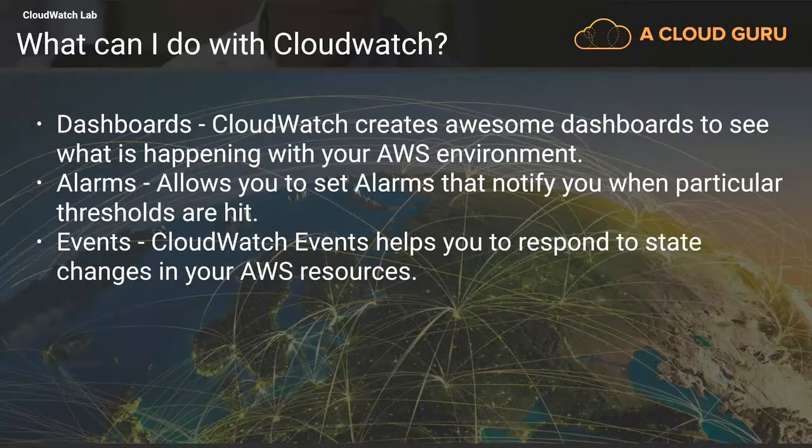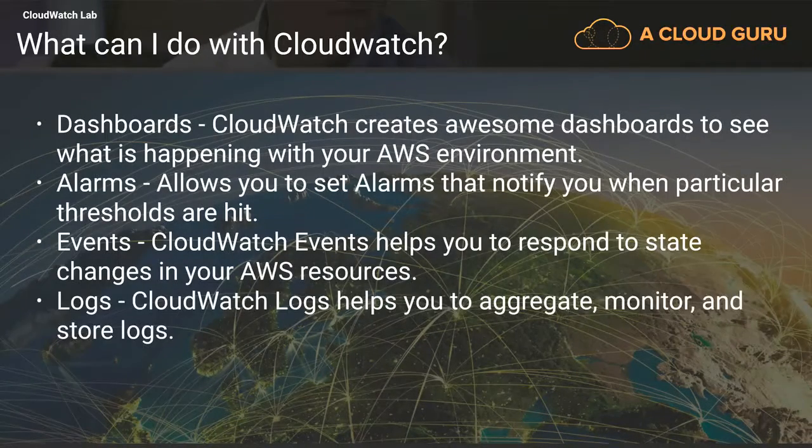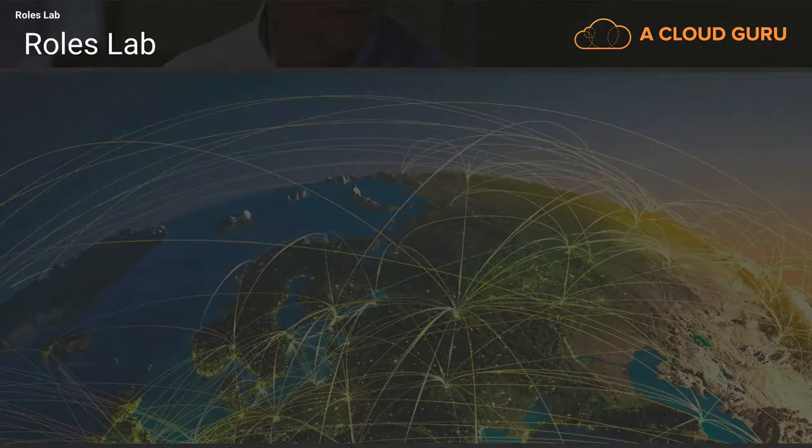We then have events. CloudWatch events helps you to respond to state changes inside your AWS resources. And we do actually look at that in a lot more detail in the security specialty course, where we basically use CloudWatch events to trigger automated security responses. And then finally, we've got logs, and CloudWatch logs helps you aggregate, monitor, and store logs. And the cool thing about CloudWatch logs is you can actually send data from outside your AWS environment to CloudWatch logs as well. So it's not just AWS specific.